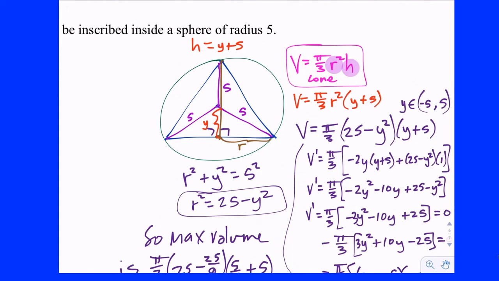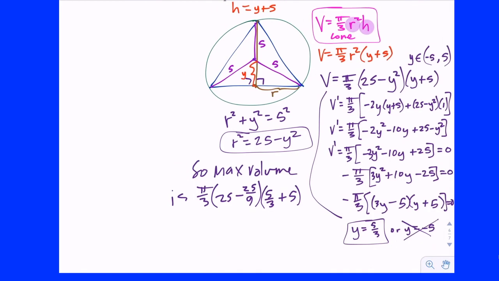Huh? Do we have the y? Yeah, that's what we found. Oh, you're right. So what was I saying? If you need to find the radius, my bad. Yeah. If you need to find the height, you've got to take this 5/3 and add 5 to it to find the height. Yeah. Okay, so we're done.